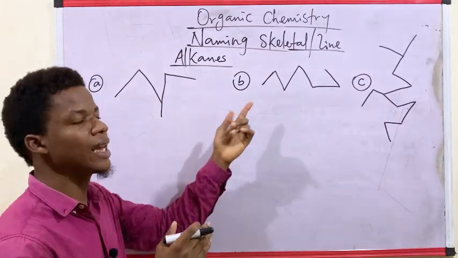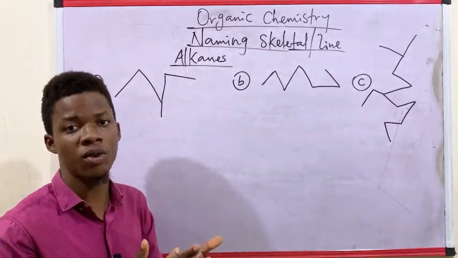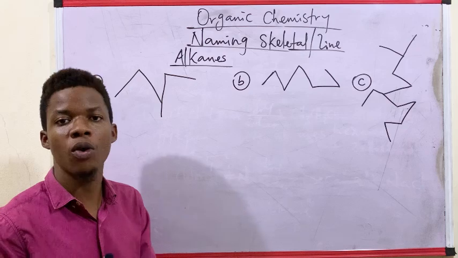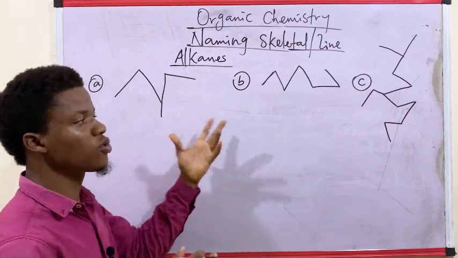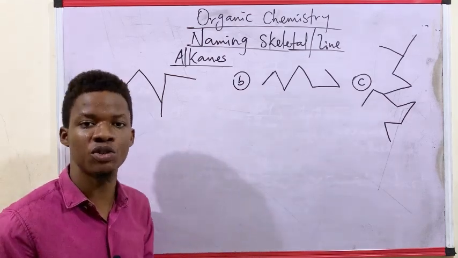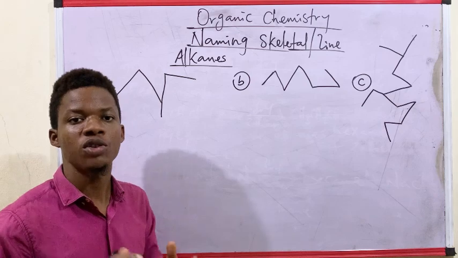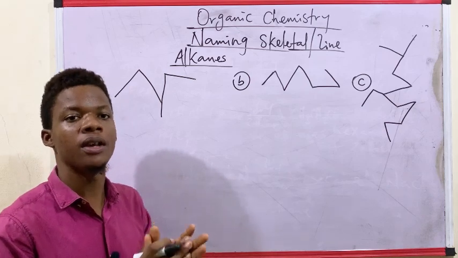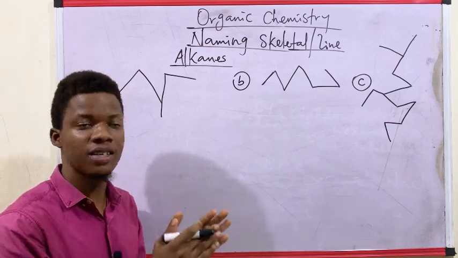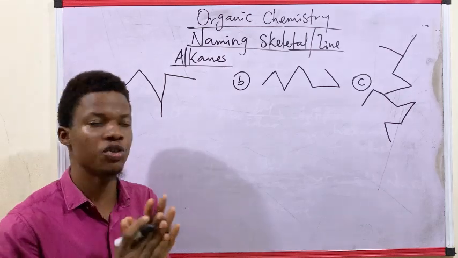You call this the skeletal or line form of alkane. Now this structure of alkanes does not show the hydrogen and does not even show the carbon, so everything is hidden. But stay tuned because you're going to understand it. It is very simple. Just make sure you pay attention.